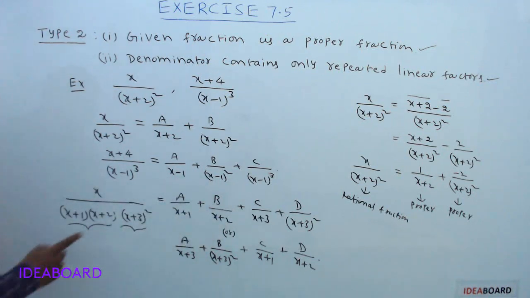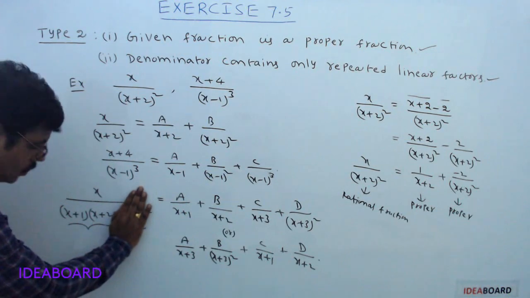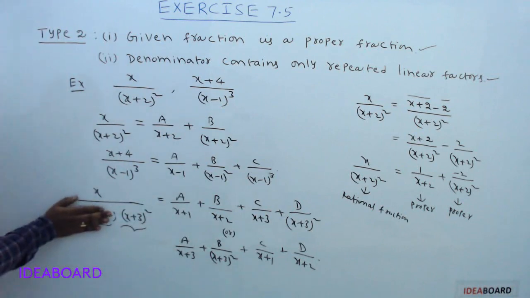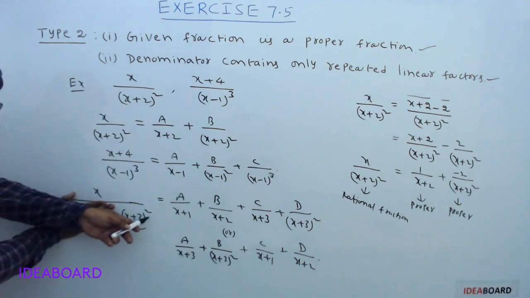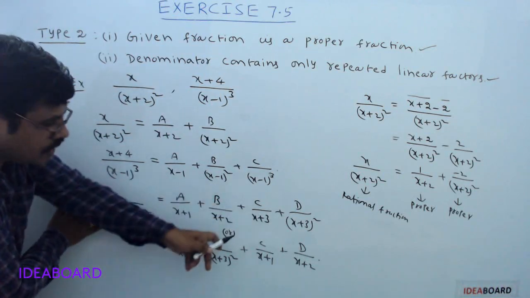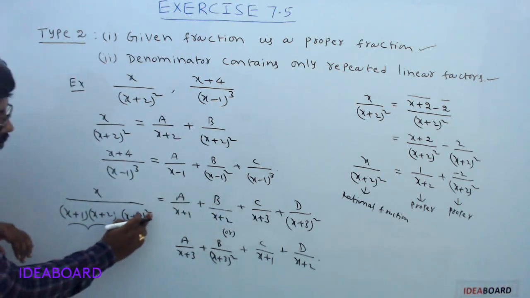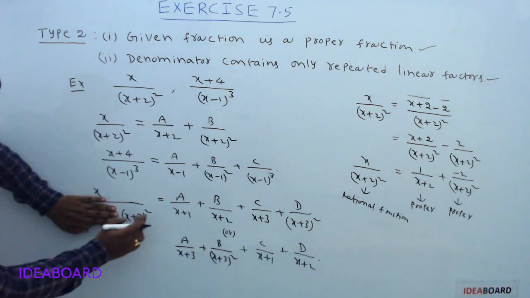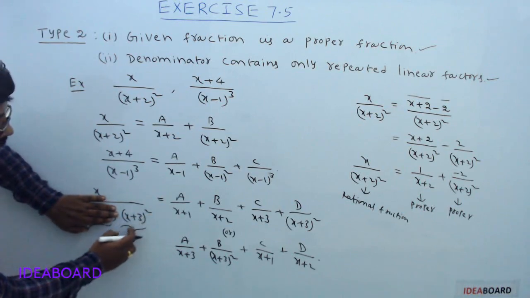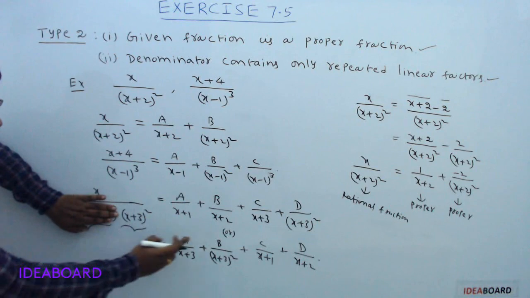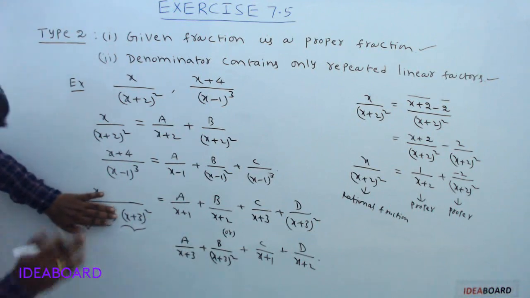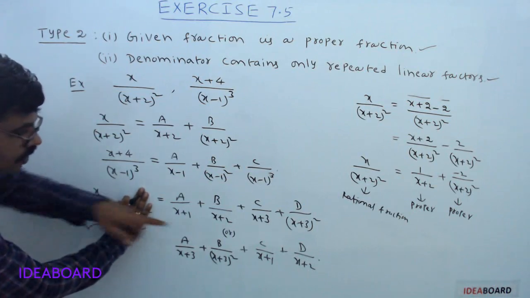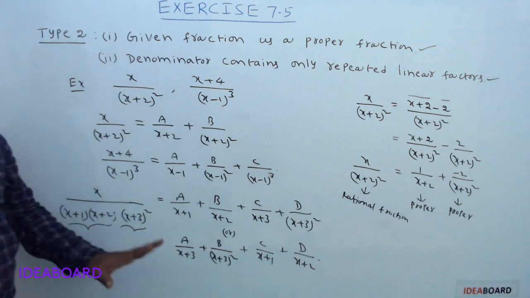So here first you can close the repeated linear factors, write down the partial fractions of non-repeated linear factors. Then close the non-repeated linear factors, write down the partial fractions of repeated linear factors. Or you can begin with the repeated linear factors. Close the non-repeated linear factors. Then write down the partial fractions of repeated linear factors, that is a by x + 3 plus b by (x + 3)². Then close the repeated linear factors. Write down the partial fractions of non-repeated linear factors. That's it.